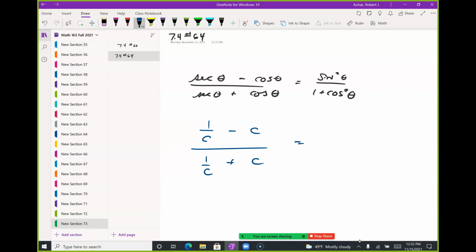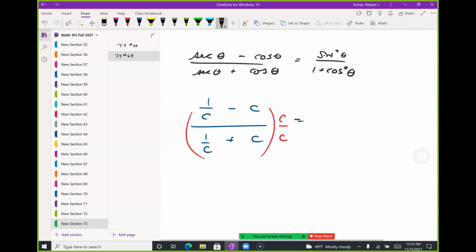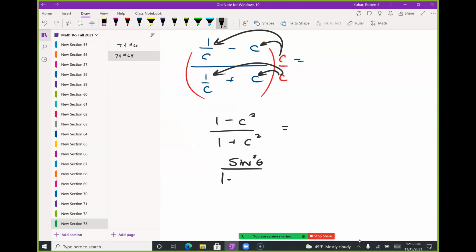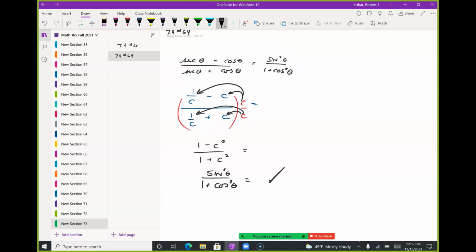Okay. So it looks like I'm going to clear fractions again with cosine over cosine. And so what do I get? I get 1 minus cos squared over 1 plus cos squared. And you can see I'm pretty much done at this point. Is that okay? The cosines cancel there, and I get a cosine squared there, right? And now I know 1 minus cos squared is sine squared, so I'm done. I got sine squared over 1 plus cos squared. Done. That's what I wanted.